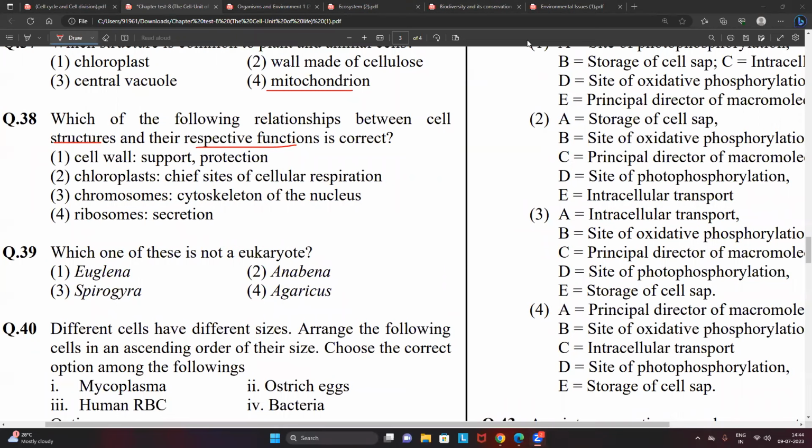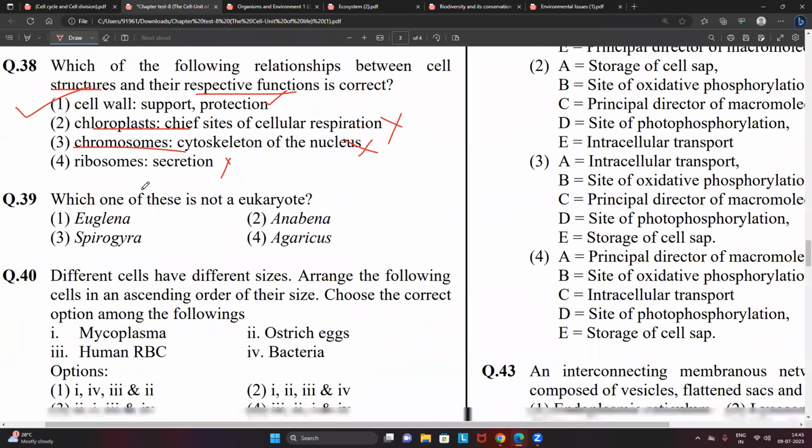Slowly, friends. Obviously, what? Cell wall is the one which is required for support and protection. Chloroplasts are not involved in respiration. Cytoskeleton of the nucleus, wrong statement. Ribosomes are also not at all involved in any kind of secretion. So the only one is number 1.